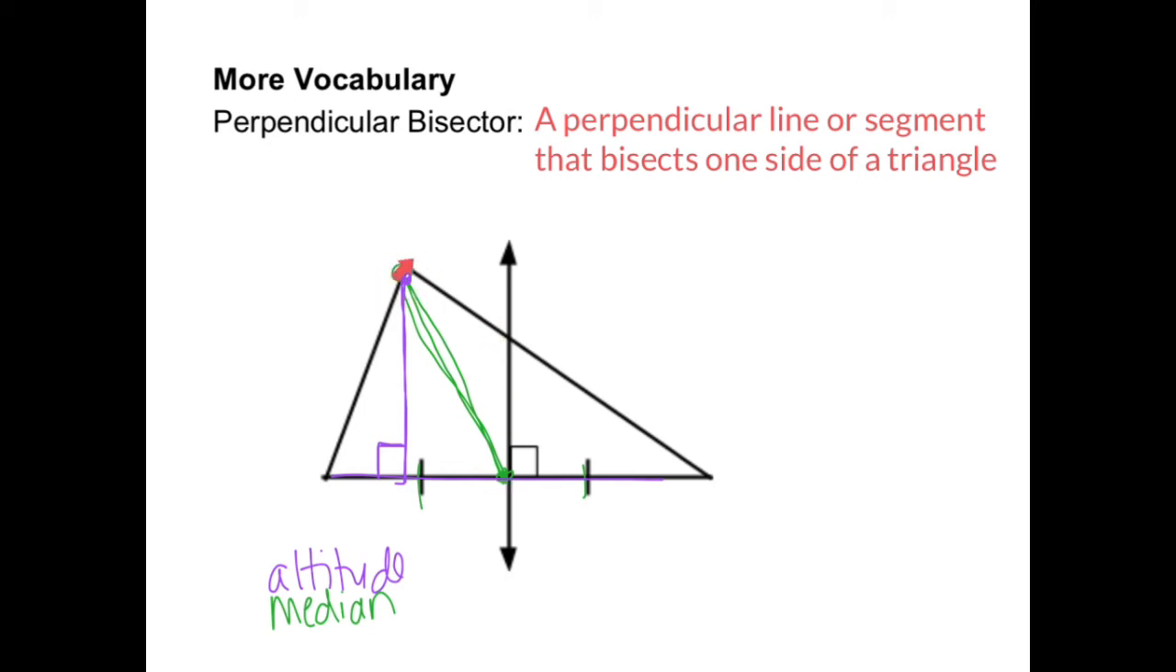So it's not coming from the vertex. We have to start first with the side, find the midpoint, and then create the 90-degree angle from there. So it has nothing to do with any relationship over here. It's strictly a relationship with one side, find the midpoint, and create a perpendicular line.